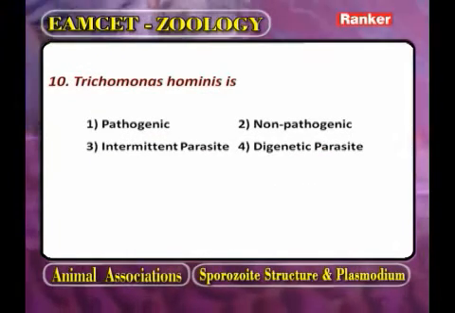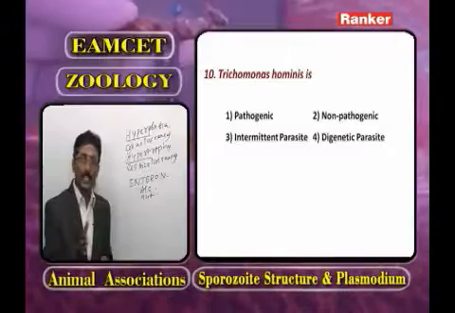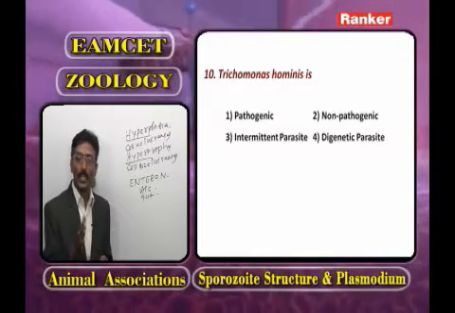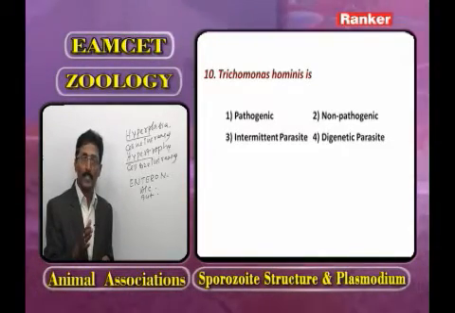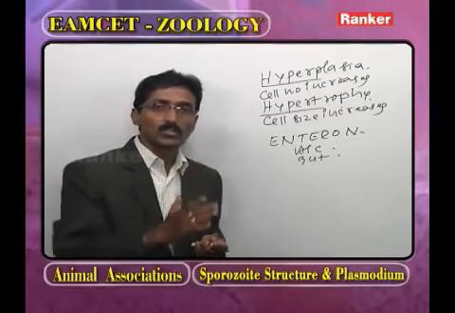Trichomonas hominis. Here, Trichomonas is the genus. Under the Trichomonas genus, so many species are present. One we call hominis. Now, as we observe the types of parasites, an ectoparasite is a parasite present outside the host body.